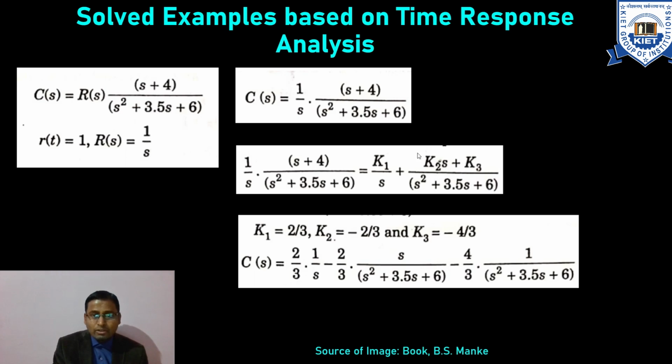So in this regard, for this particular example, we are getting k1 equal to 2 by 3, k2 equal to minus 2 by 3 and k3 equal to minus 4 by 3. Now put all the constant values in this partial fraction format, and after that we will get Cs equal to 2 by 3 into 1 by s, minus 2 by 3 into s upon this one, minus 4 by 3 into 1 upon (s square plus 3.5s plus 6). Okay, so that is the simplified form.